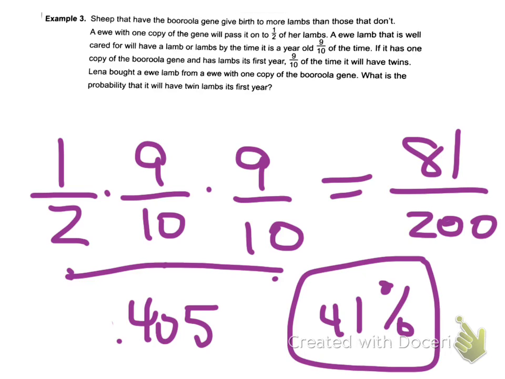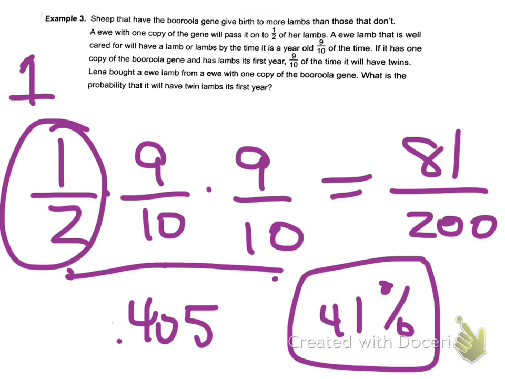Lena bought another lamb from the ewe with the 2 copies. There's a 100% chance that this ewe lamb has at least 1 copy of the gene. So what's the probability that this one will have twins? So which part changes here? In this case, it won't be half anymore. It'll be 100% chance. And so then we would just have our fraction here.